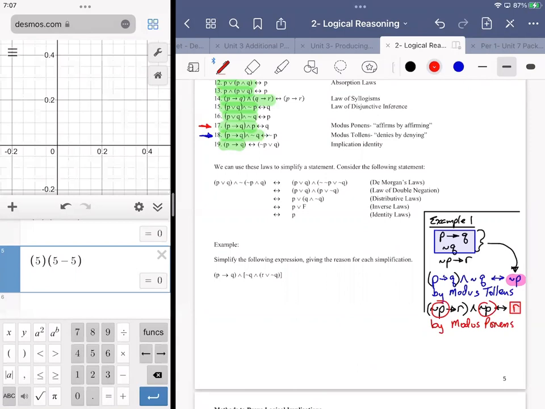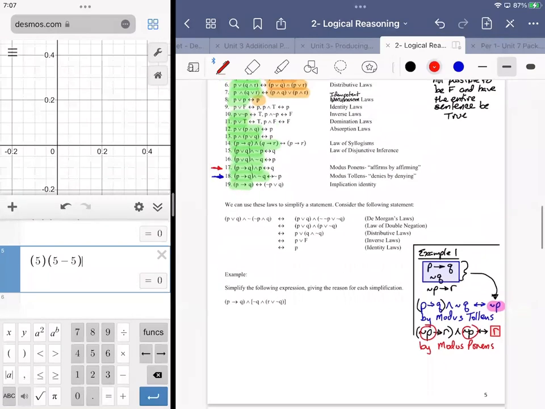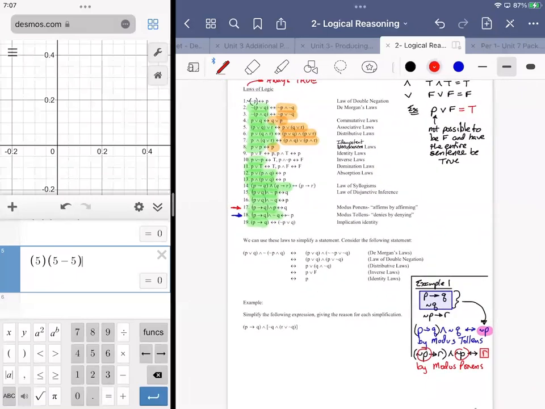Okay, so simplify, and we'll do this one example here, and then we'll take a little break. Simplify the following expression, giving the reason for each simplification. There's a lot going on here, but if you can take some component out of this that makes sense, then you can draw a conclusion, and hopefully it'll be a simple conclusion. In theory, you don't want an argument to get more complicated when you apply the laws of logic to it. You want it to get simpler as you go, right?